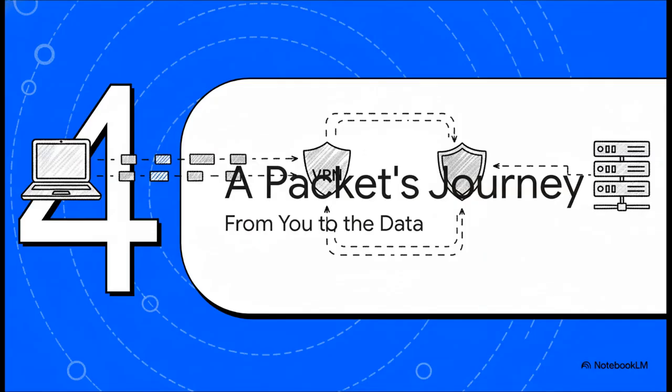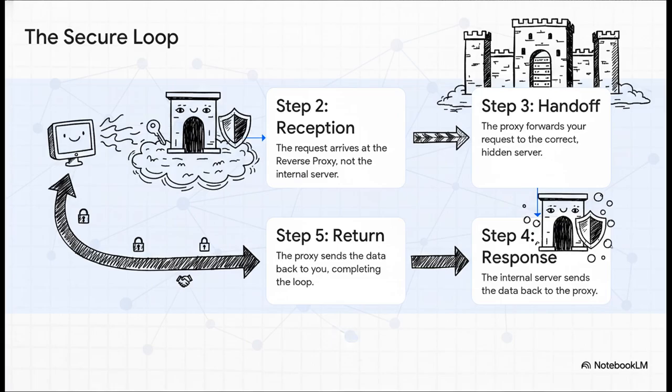Okay, let's make this even more concrete. We're going to follow a single request for data, a tiny little data packet, on its complete journey from your laptop through the VPN to the server and all the way back again. So it all starts when you send a request. That request flies across the internet and hits the front desk. That's our reverse proxy. The proxy takes a look at your request, confirms you're allowed to be there, and then it carries your request internally to the correct server. That server hands the data back to the proxy, which then delivers it securely right back to you. And here's the kicker. At no point did your computer ever speak directly to that internal server.